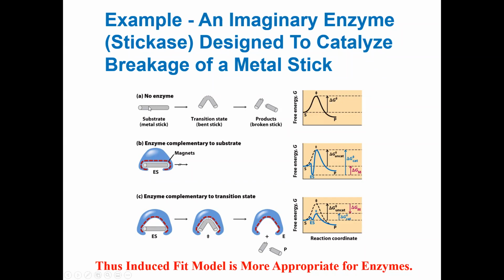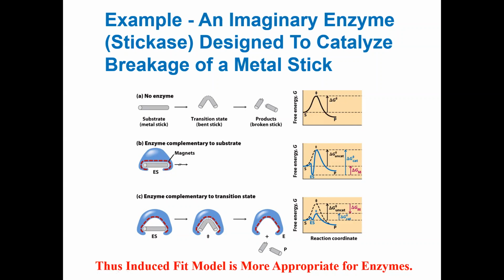Now, if you were to draw the free energy diagram for that reaction, they are showing you on the y-axis free energy, and the x-axis is reaction coordinate. Reaction coordinate is how far the reaction goes. Substrate S starts from the left and product is on the right. So you can see that substrate has to go through an activation energy barrier. That's the transition state, shown there by the double dagger. And from the double dagger, more and more things break, and eventually you have two metal sticks broken. That's your product.